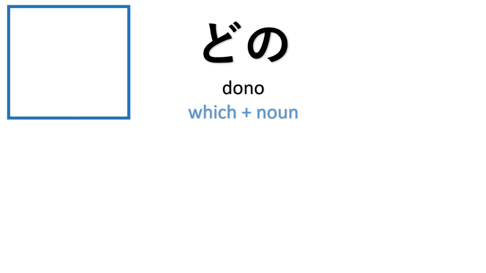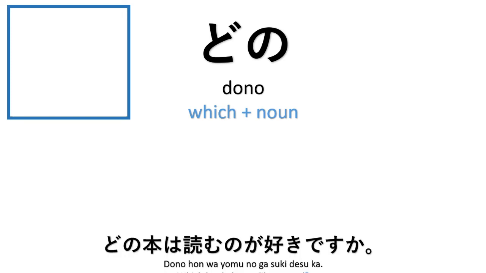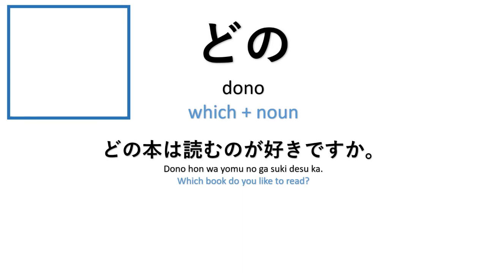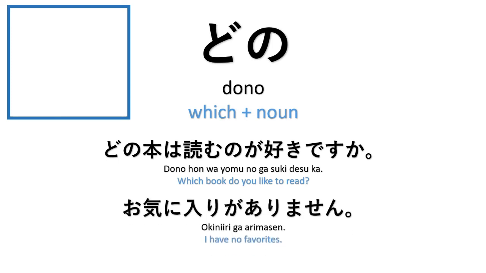Next is dono. In using dono, we add noun. Okay? So dono plus noun. Dono hon wa yomu no ga suki desu ka? Which book do you like to read? Okay, so my answer is okini iri ga arimasen. I have no favorites.